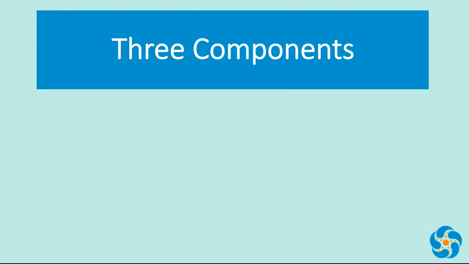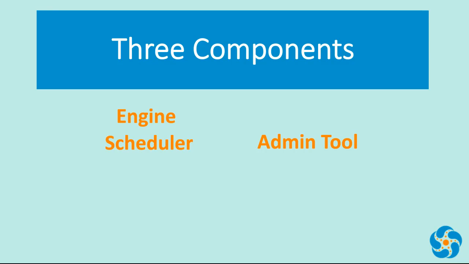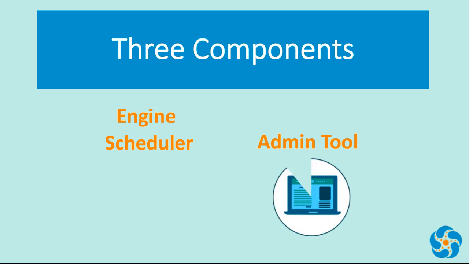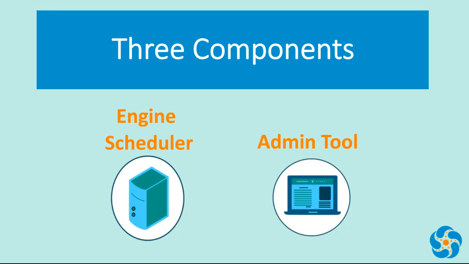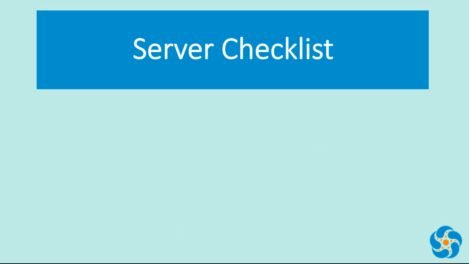StarfishETL has three components: the administration tool, the engine, and the scheduler. While these components can run anywhere on the network, the typical configuration is that the administration tool runs on the workstation and the engine and the scheduler run on the server. Since this is a pre-installation checklist, we aren't going to cover the actual installation of the components, just the configuration of the server. As I said earlier, the administration tool runs on the workstation and does not require any special configuration. The engine, however, requires IIS and the .NET Framework 2.0 or later.